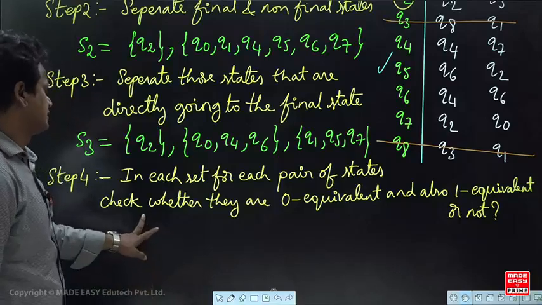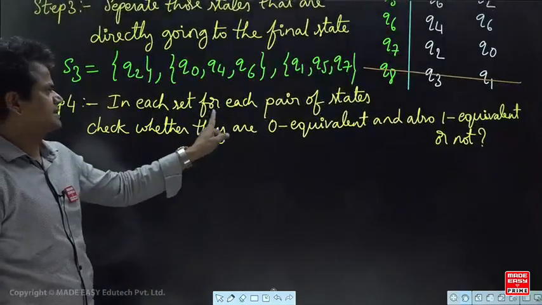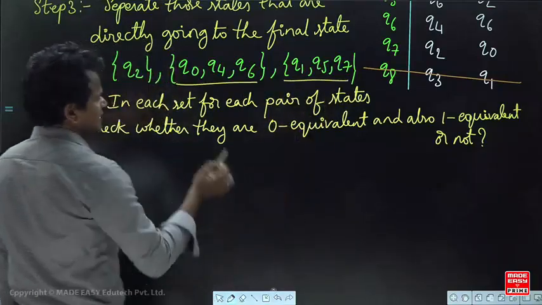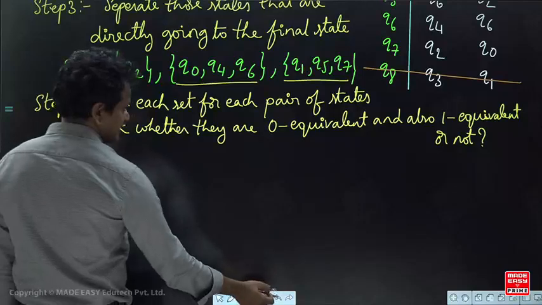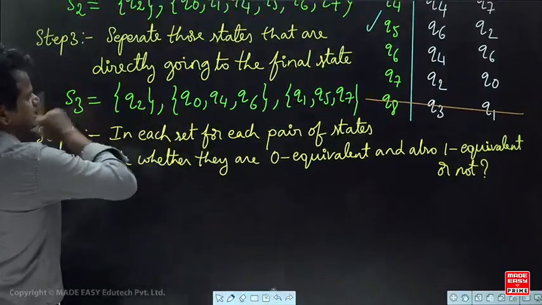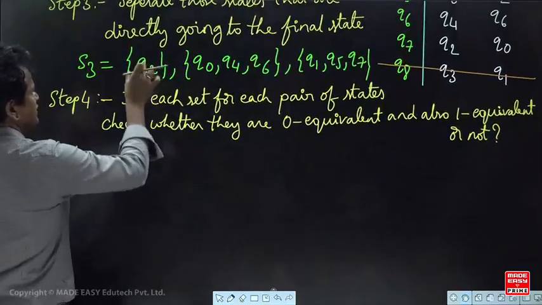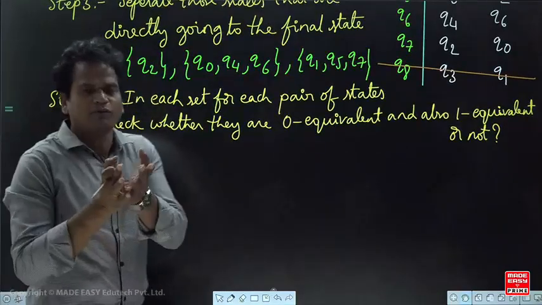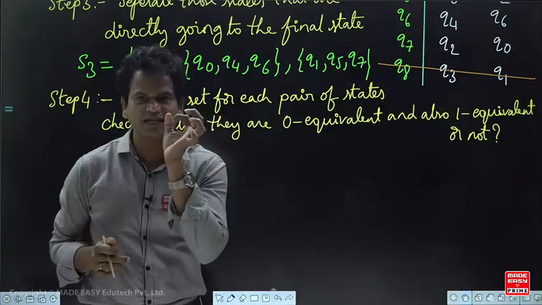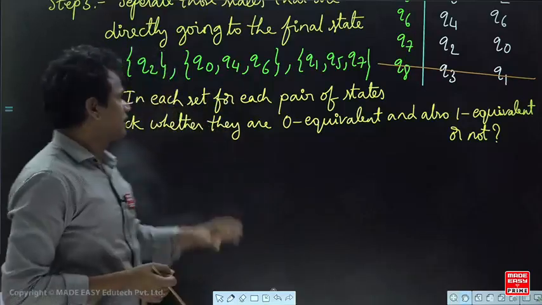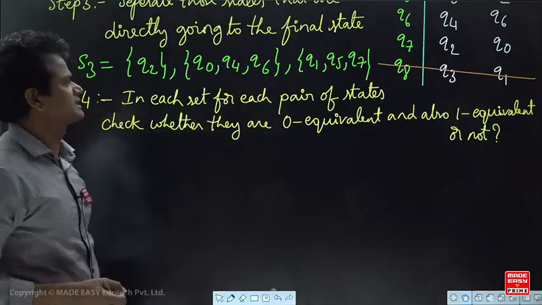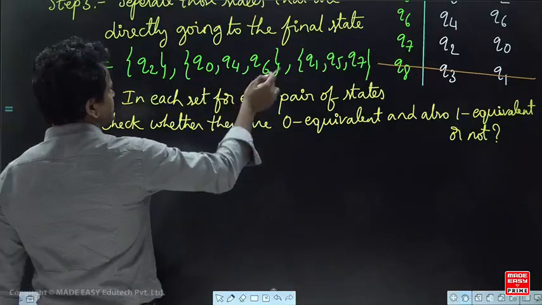Now, this is the main step. In each set, for each pair of states, check whether they are 0 equivalent and also 1 equivalent or not. What are the sets here? Q2 is already single, so you cannot separate it further. Those are multiple states in one set that you have to check. Now Q0, Q4, Q6 are in the same set.